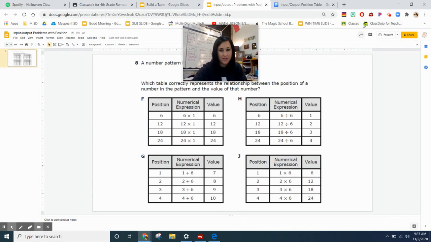Today we're going to continue talking about input and output tables, and you may want to go back and watch the videos from Thursday to refresh your memory about what we talked about then. Today we're going to be focusing on looking at a number pattern and the position of those numbers in a pattern and how it relates to the rule or the function of that pattern. Okay, so it's similar to what we did on Thursday, but just with a little bit added extra.